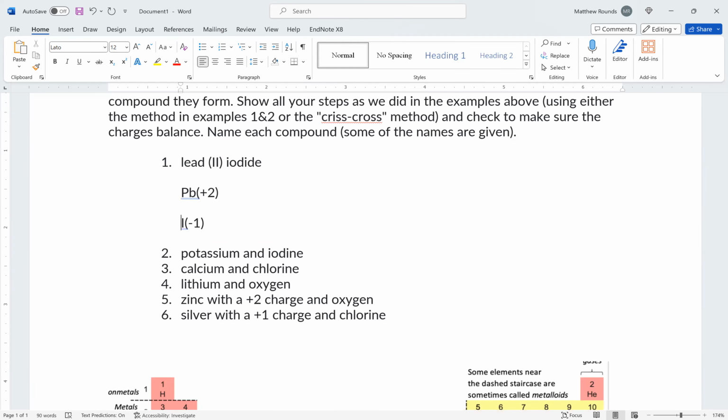Okay, so if we wanted this to have a net 0 charge, lead is +2 and iodide is -1. Does it currently have a net 0 charge? Basically, I'm asking you what is +2 -1? +2 -1 is +1, right? So that's not net 0. So how can we get this to 0? How many iodides do you need?